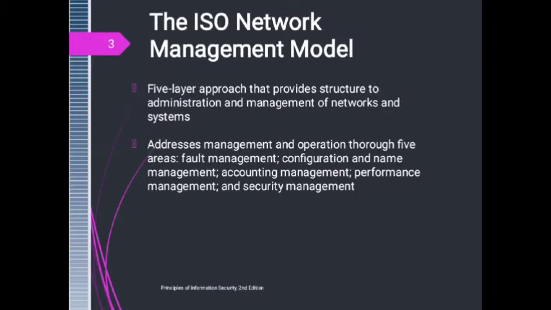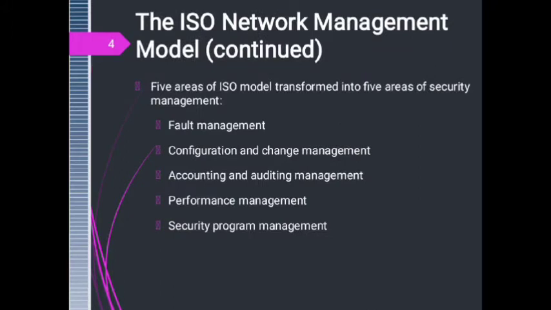The ISO network management model, a five-layer approach that provides structure to the administration and management of networks and systems, addresses management and operation through five areas: fault management, configuration and name management, accounting management, performance management, and security management. The five areas of the ISO model transform into five areas of security management: fault management, configuration and change management, accounting and auditing management, performance management, and security program management.